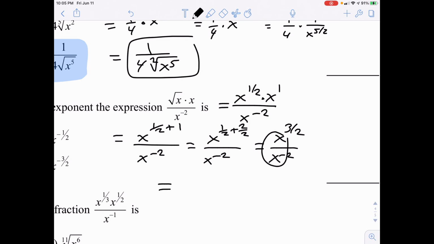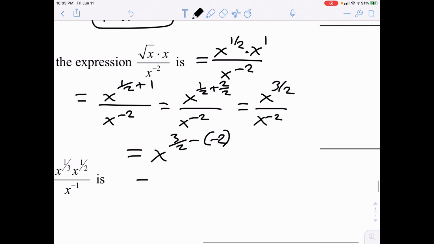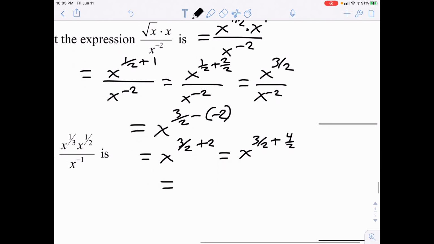Now, since I have dividing same base, I'm going to subtract those exponents. So this is x to the 3/2 minus a minus 2. Don't forget to minus the minus 2, which is really x to the 3/2 plus 2, which is x to the 3/2 plus 4/2, which is x to the 7/2.